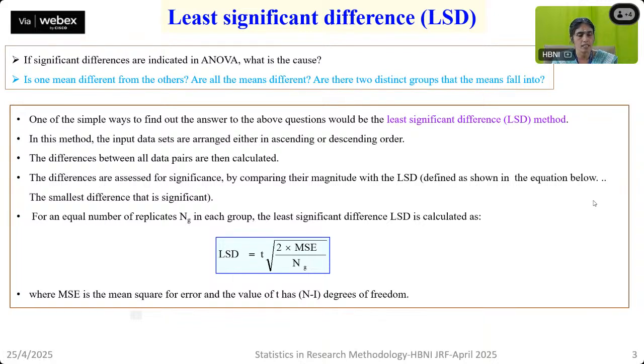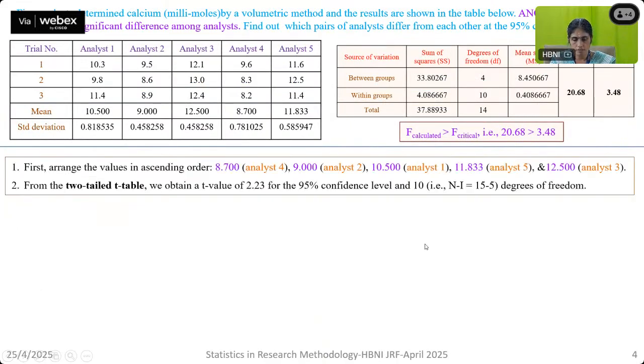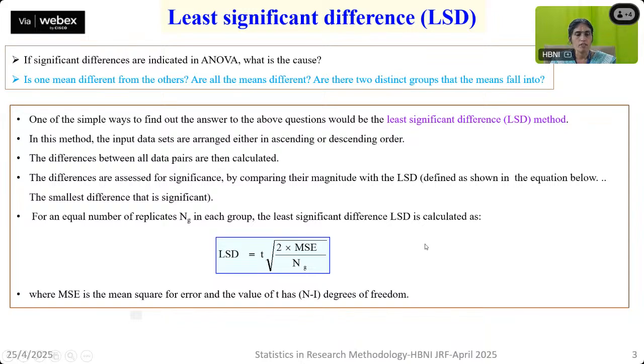How do we do that? The steps are given in the box down. In this method, the input data sets are arranged either in the ascending order or descending order. Then we make them into different pairs. All the possible pairs are made. The difference between two data points made as pairs are then calculated.